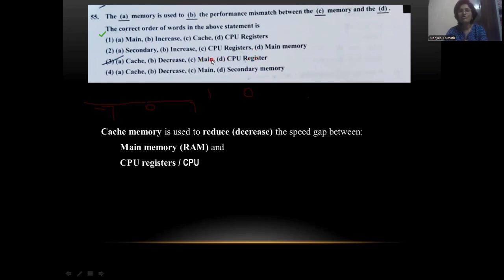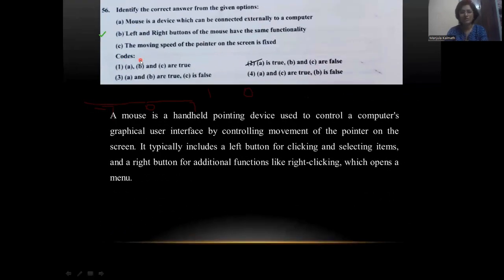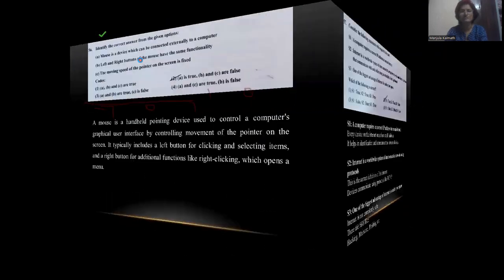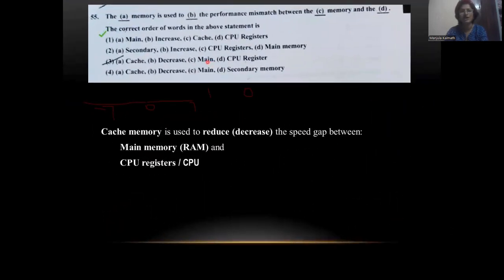So there is a speed gap between the main memory and the CPU registers. This gap is filled by the cache. The cache exists as an interface between the CPU registers and main memory. First we have the main memory, after that the cache comes, and after that the CPU register. So the cache is very near to the CPU register. It avoids the speed gap between main memory and the CPU register. That's why option 3 is correct. The cache memory is used to reduce the speed gap between the main memory and CPU registers.